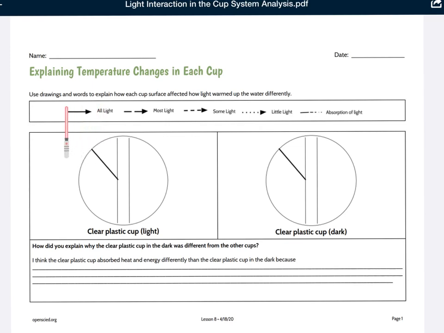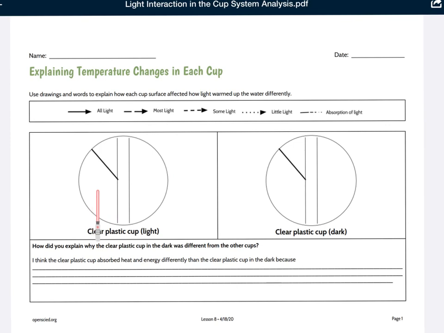So your choices are, if you use a solid colored arrow, you would think that all the light is getting through the plastic and into the cup. If you use a long dashed arrow, that means you think most of the light is transferring through to the cup. If you have a short dashed arrow, kind of just short lines, then we'd say some of the light. Just use dots if you think a very small amount of light. And if you think that no light is getting absorbed, then you would just use dots with no arrow.